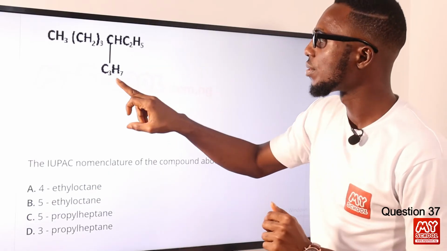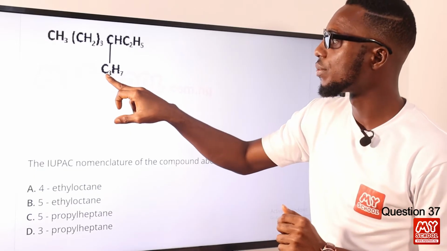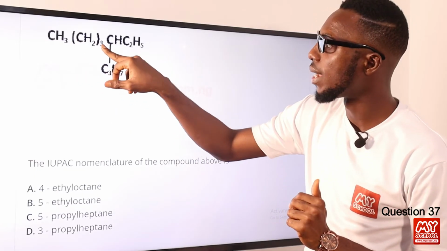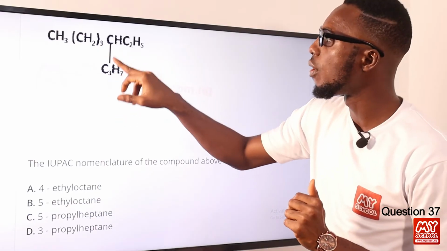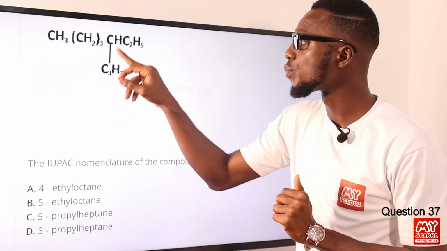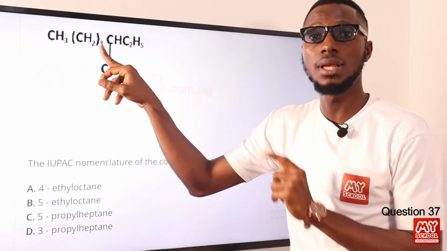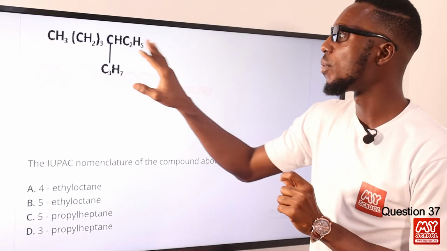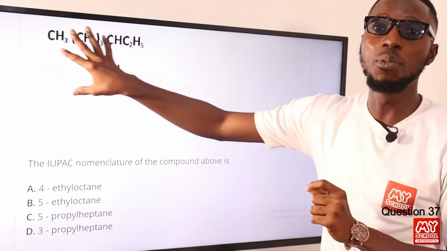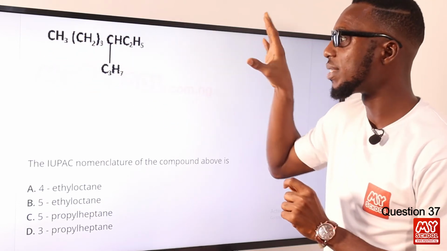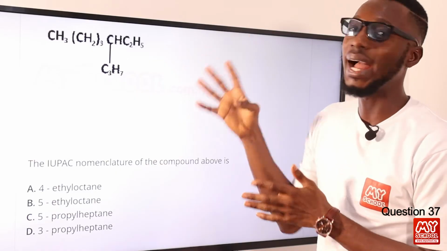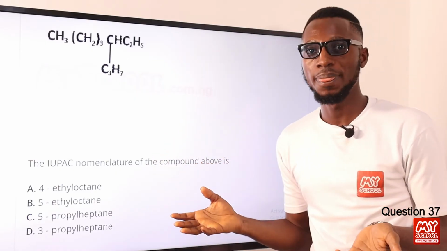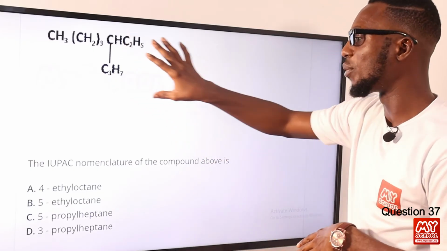Just look at this. We have 3 carbons here, and 1 here, making 4. How many carbons do we have here? That is 3, right? So 4 plus 3 is 7, plus the last one, that is 8. You can see there are no double bonds or triple bonds here, so we are talking about the alkane family. Carbon number 8, that is octane. So this is definitely going to be octane.